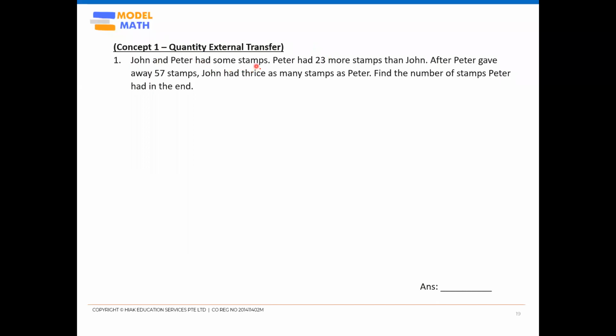John and Peter had some stamps. Peter had 23 more stamps than John. After Peter gave away 57 stamps, John had thrice as many stamps as Peter. Find the number of stamps Peter had in the end.